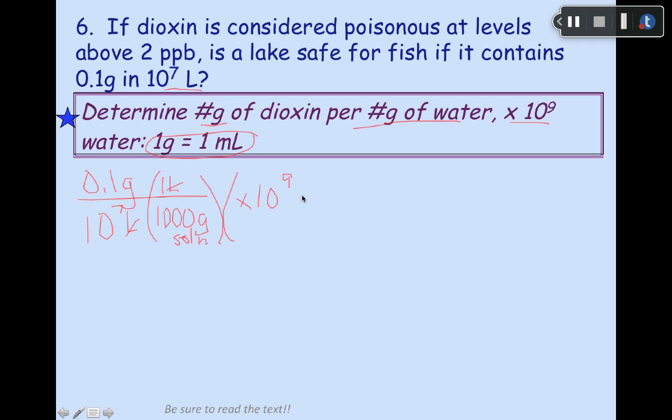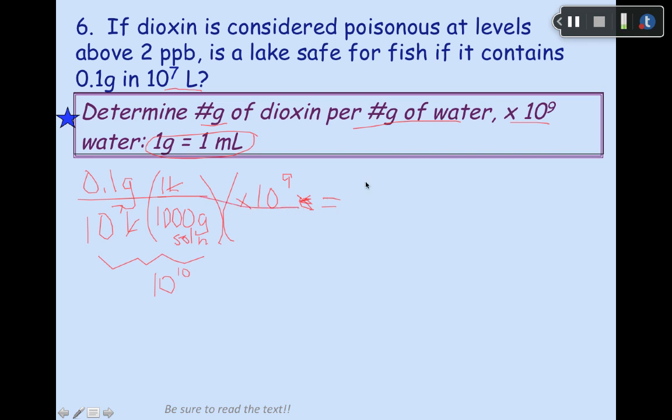And 10 to the 9th gives us a time to do a multiplication step here, or some calculations. Now, 10 to the 7th on the bottom times 1,000, that's 10 to the 9th. Okay, no it's not. 10 to the 10th, add your exponents. 10 to the 3rd times 10 to the 7th is 10 to the 10th.